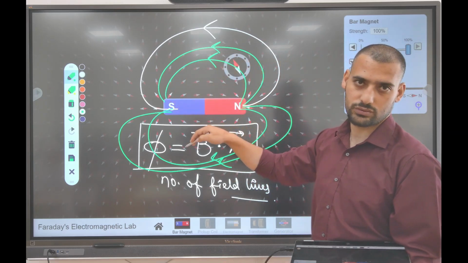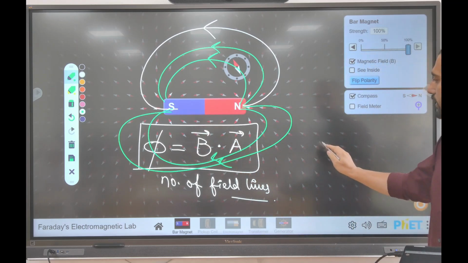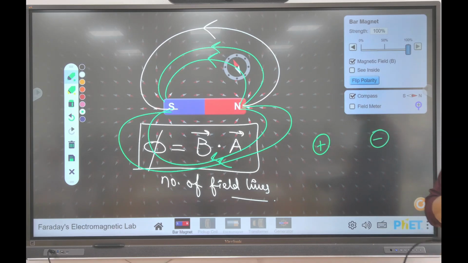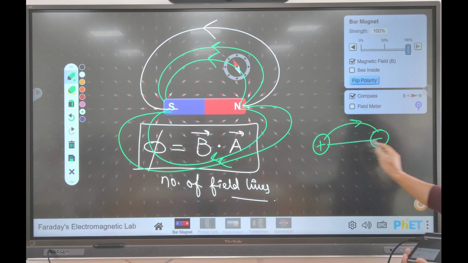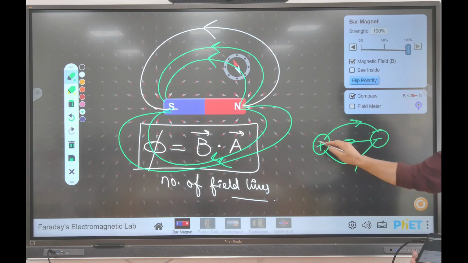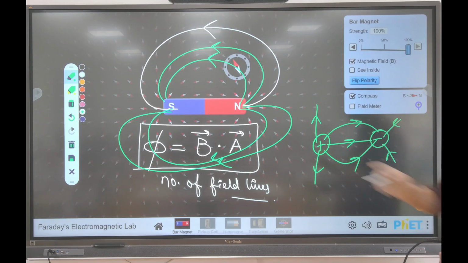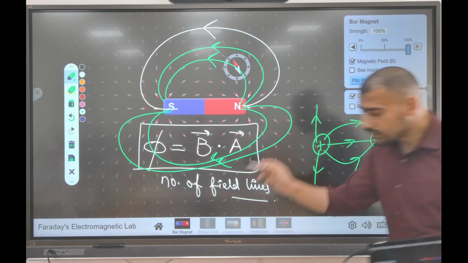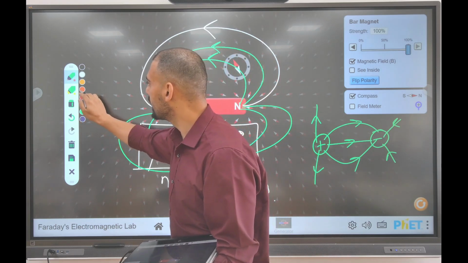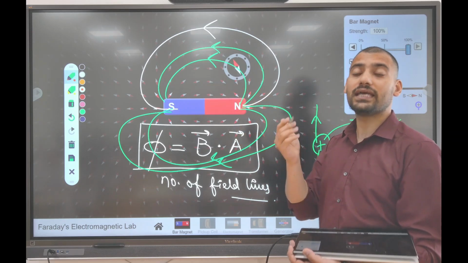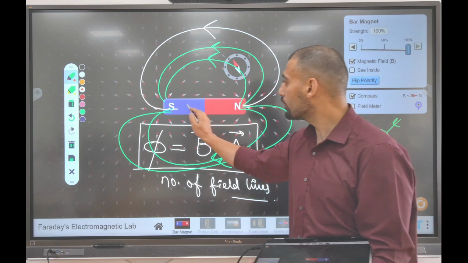So north to south. If I talk about charges, for example, there is a positive charge and there is a negative charge. If I have to show the field lines, how did I show them last class? Were there something like this? Yes. See, every time they were from positive to negative, isn't it? Yes or no? Yes. But here there is a difference. The difference is that if you want to show the field lines inside the magnet, then the direction is opposite. They run from south to north.